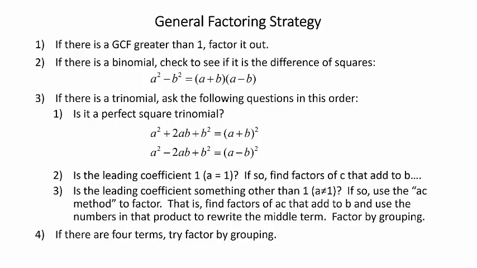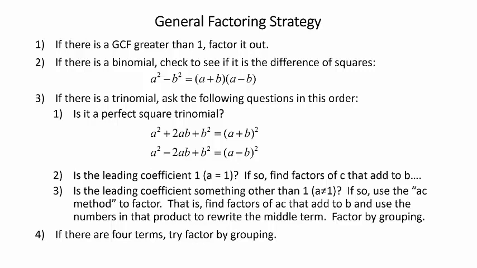So, of course, with the AC method, we're multiplying a and c together, and we're finding two numbers that multiply to give us AC and add to give us b, right? And then rewriting the middle term with those two numbers, and then do the factor by grouping, okay? Now, if you don't have a binomial or a trinomial, but you have something with 4 terms, you can try the factor by grouping method. Doesn't always work, but that's sort of where you want to go with it.